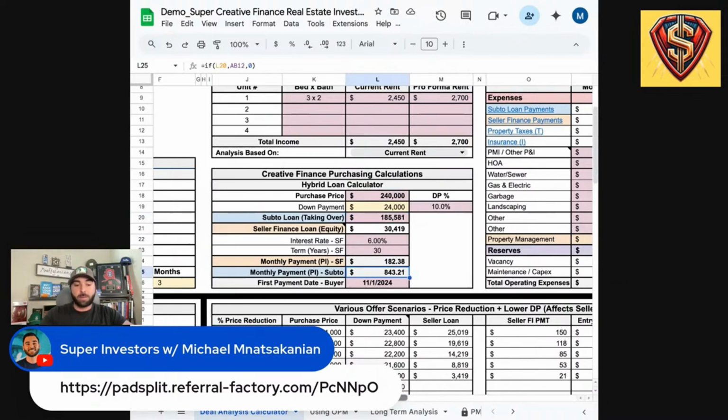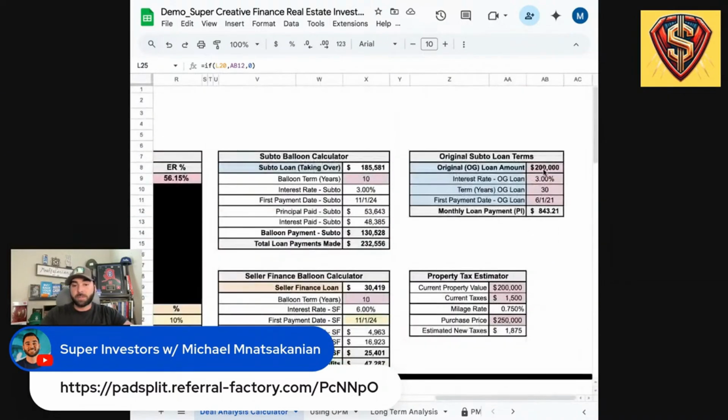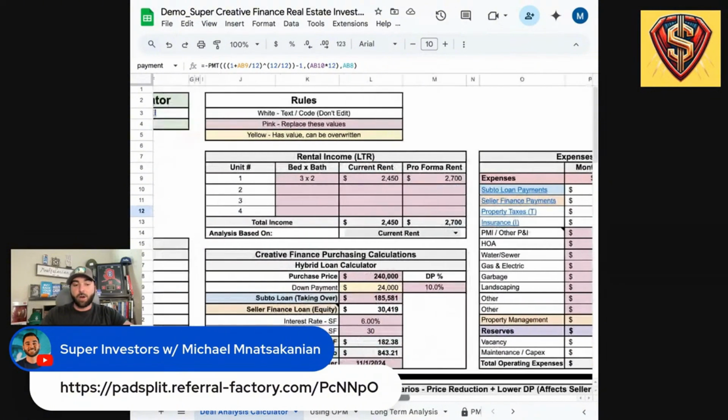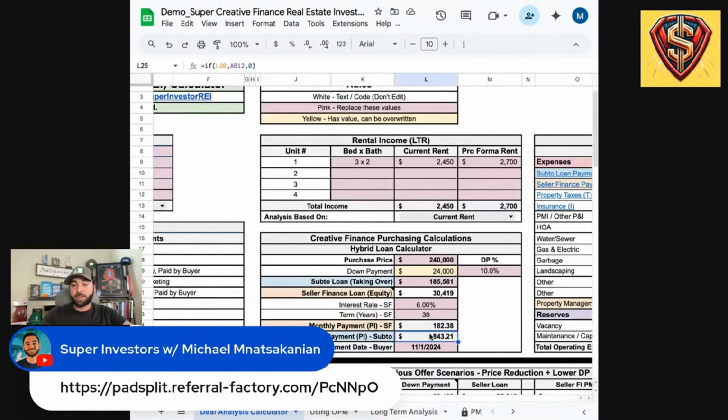So that comes from the original sub 2 loan. This was their original loan at $200,000 at 3% interest, 30-year term. This is when it started. So the monthly payment for that loan is $843.21. That is what you are taking over here. You're taking over those payments and the remaining amount of debt there. So you're buying at $240, you're paying $24,000 minus the amount of debt you're taking over.